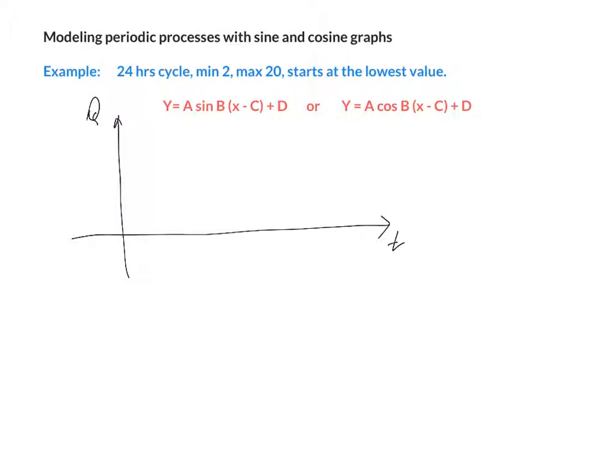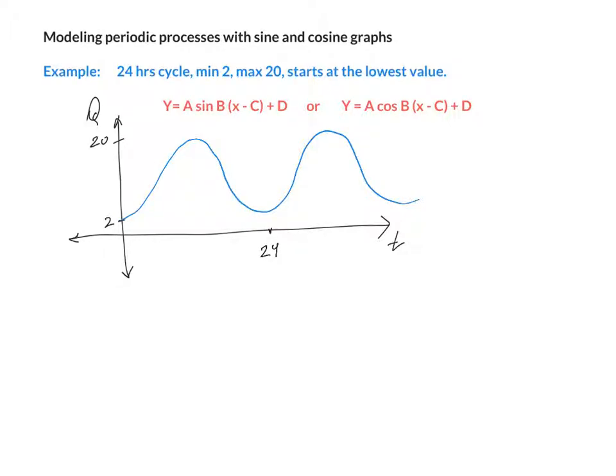Okay, I call the variables t for time and q for quantity. It doesn't have to be this way, it could be x and y still. So 24 hours is our cycle. You know what, I'll label it later. Let me take care of 2 and 20 first. So if 2 is the lowest and 20 is the highest, I know that my graph will oscillate between these two values, and I know that it starts at the lowest, so I can pretty much draw my curve. Lowest, highest, and so on. So now I can mark 24 because that's the length of my cycle.